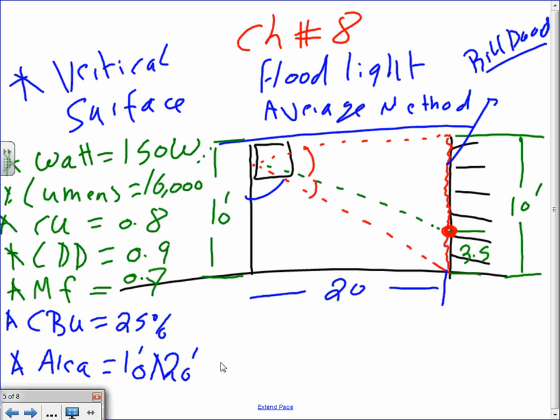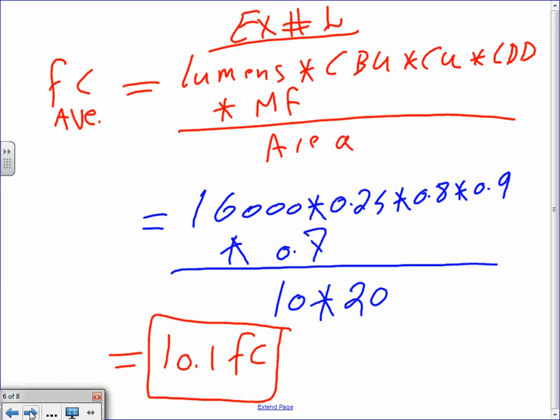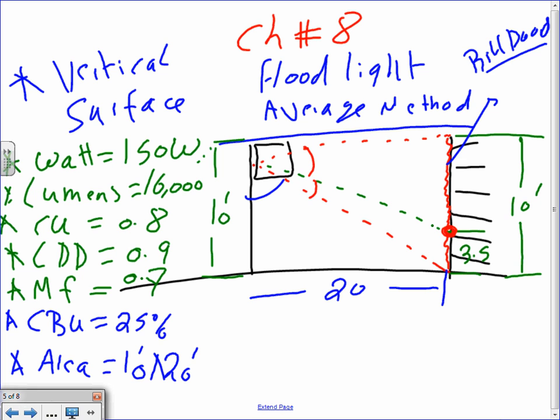Chapter 8 is floodlight average method, which is basically the average maintained floodlight method. The average method. And on a vertical surface, let's just see the area. The lumen times coefficient of utilization divided by the area. Chapter seven was point to point. We know what the formula is.